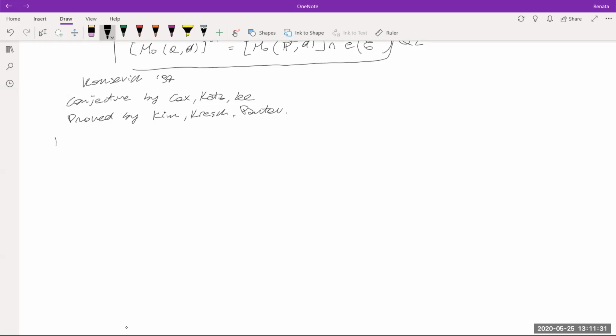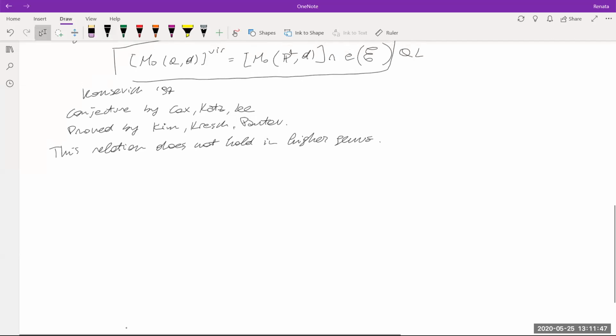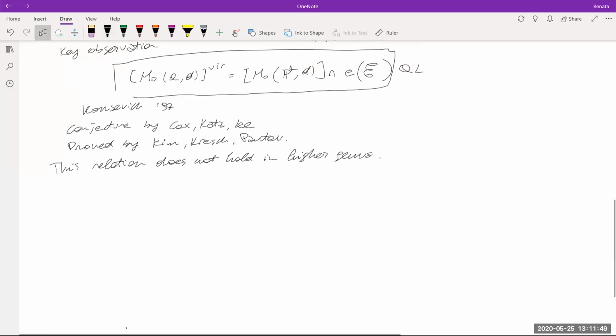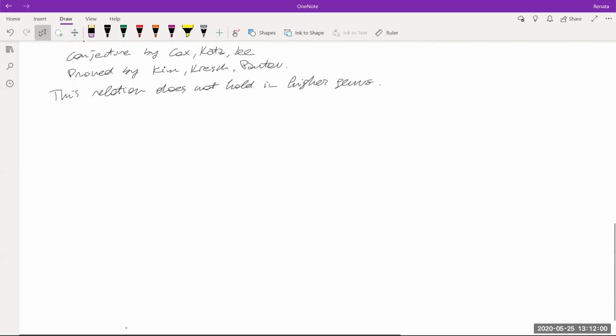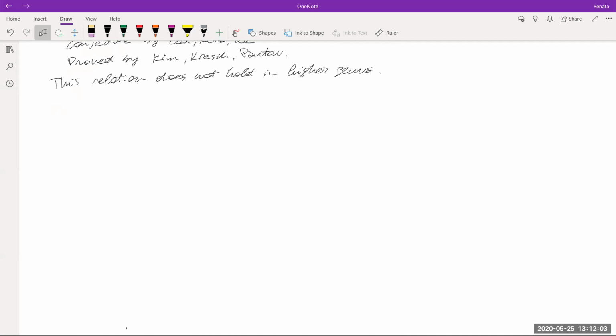Now, this relation doesn't hold in higher genus. In fact, in some cases, it doesn't even hold in genus 0 for orbifolds. I think it can be shown that there's no vector bundle for which a relationship like this can hold. But there are some ways to get around it. So in genus 1, one can recover some similar statement.